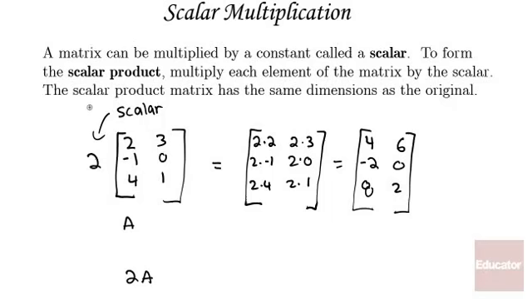And as you can see up here, the scalar product matrix has the same dimensions as the original. This original matrix had 1, 2, 3 rows and 2 columns. The scalar product over here, 2A, has 1, 2, 3 rows and 2 columns. So same dimensions as the original. Again, for scalar multiplication, simply take the scalar, the constant, and multiply it by each element in the original matrix.